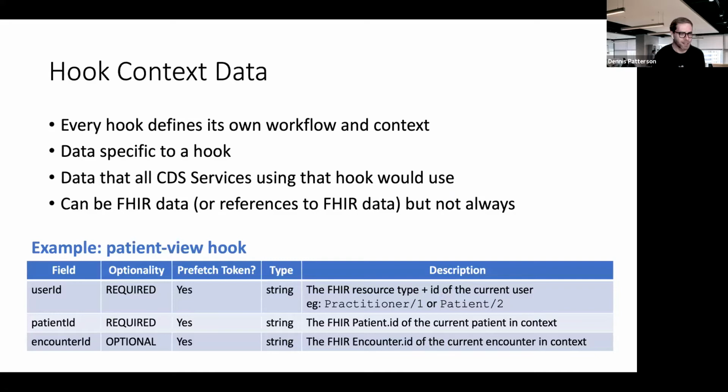We'll go through a couple of these. The hook context data. So every single hook has its own page that'll define its own workflow and its own context. It defines data that's specific to that hook. So as you can imagine, a patient-view hook and an order-select hook aren't going to have the same exact context data. The order-select hook is going to have a representation of the orders that were selected or being signed. And it's data that all CDS services using that hook would use.